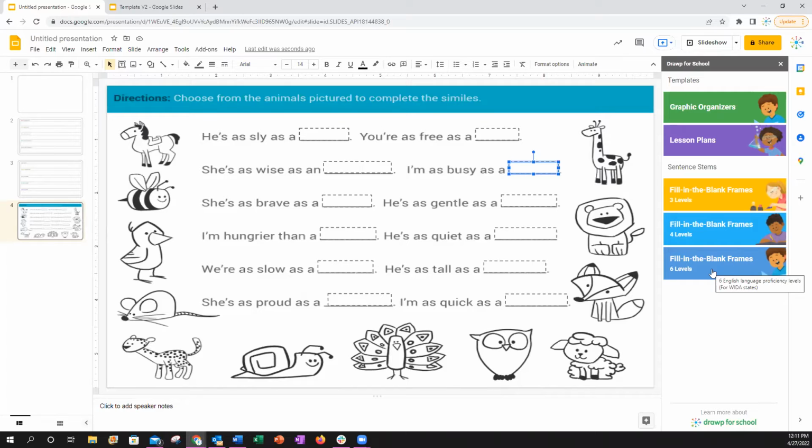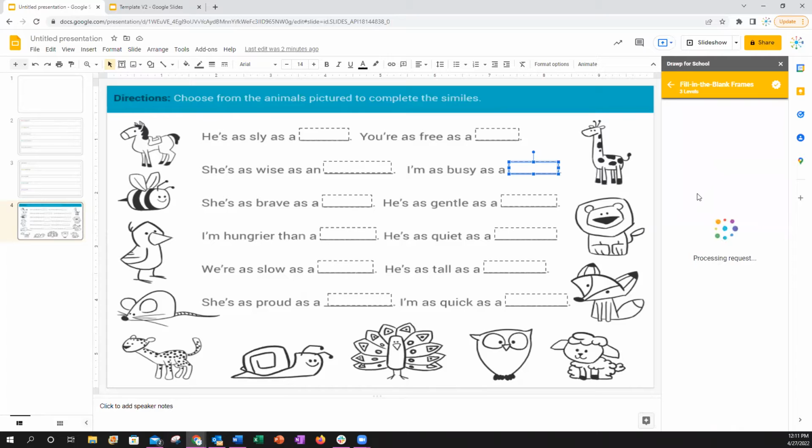But if you are in a state like Washington that is part of the ELPA 21, we do not at this time have a fill in the blank frames tool for those five proficiency levels. However, you could probably find the sentence frames that you would need in any of the three language scaffolding tools that we offer. But if you're looking for Spanish frames, then you would need to use the three-level tool.